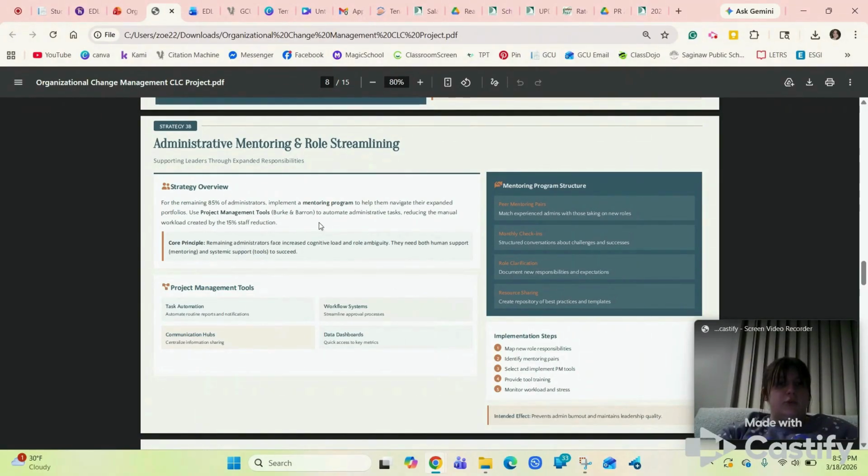Project management tools, according to Burke and Barron, automate administrative tasks, reducing the manual workload created by the 15% staff reduction. The systemic support is vital to prevent leadership burnout.